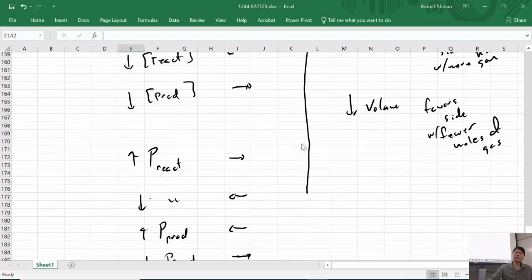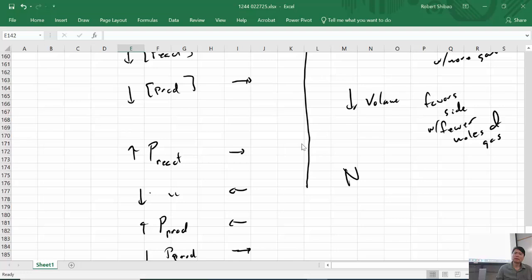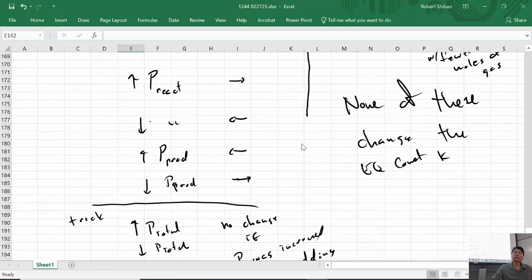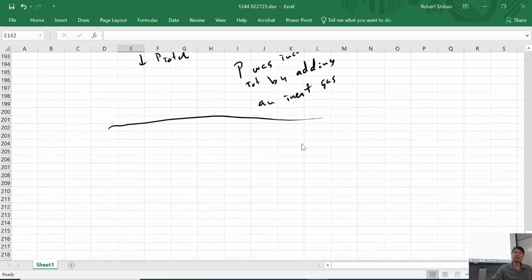None of these change the K value, the equilibrium constant. They just upset the Q ratio. You know, it's a perturbation. So none of these change the equilibrium constant, K.